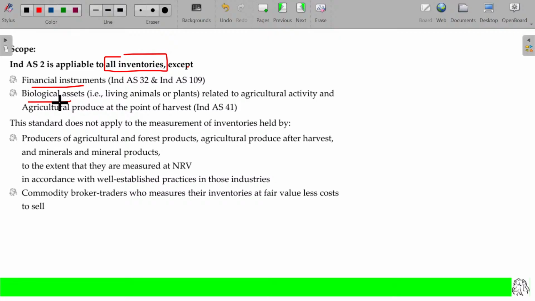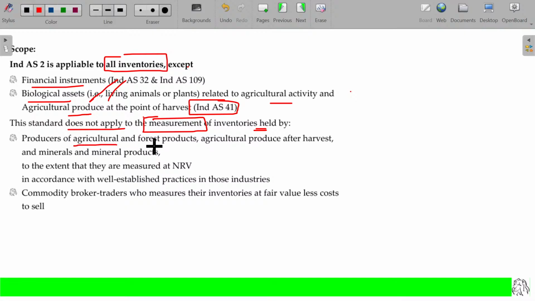Biological assets like living animals and plants, those things are called biological assets, related to agricultural activity and agricultural produce. This will be studied under NDAS number 41, so it will also not be applicable for you. For these two assets, financial instruments and biological assets, this NDAS number 2 will not be applicable. Also, the standard does not apply to the measurement of inventory held for what?